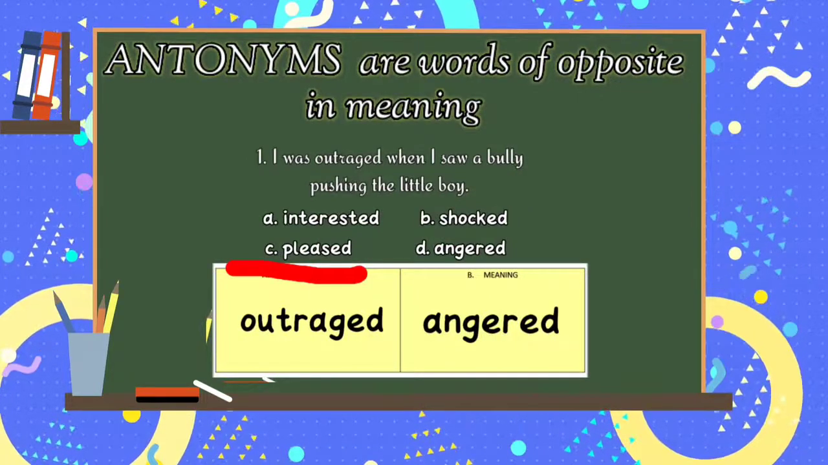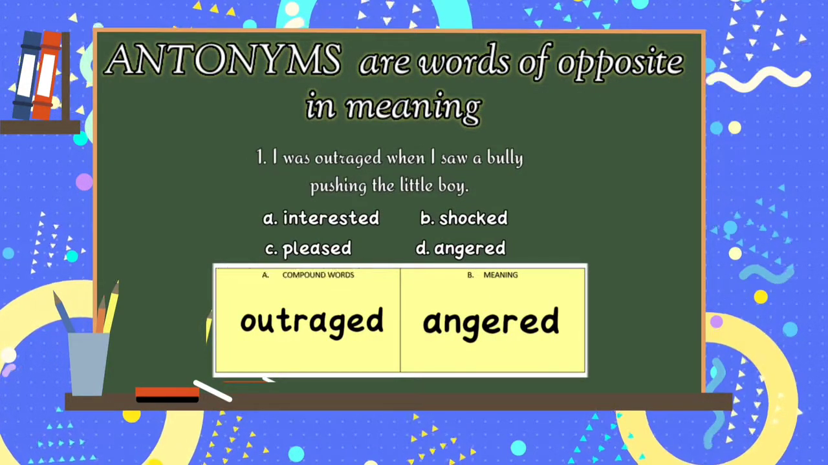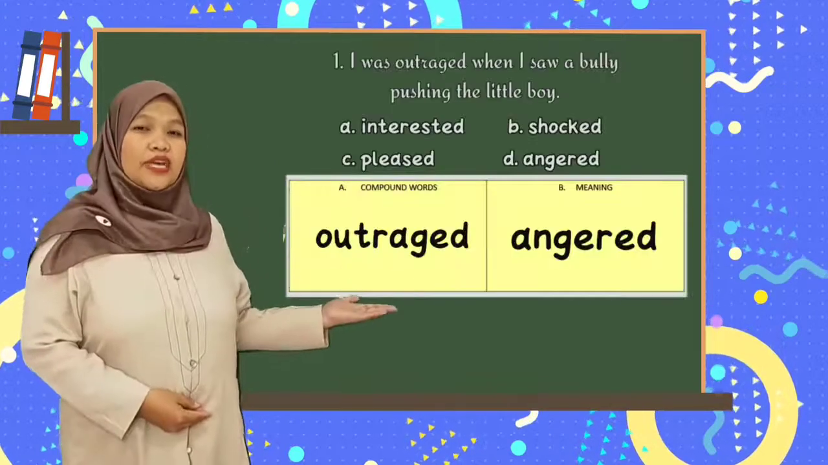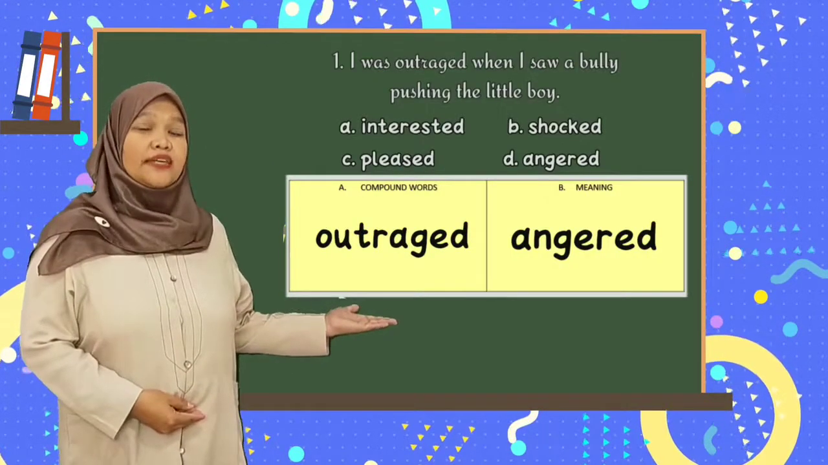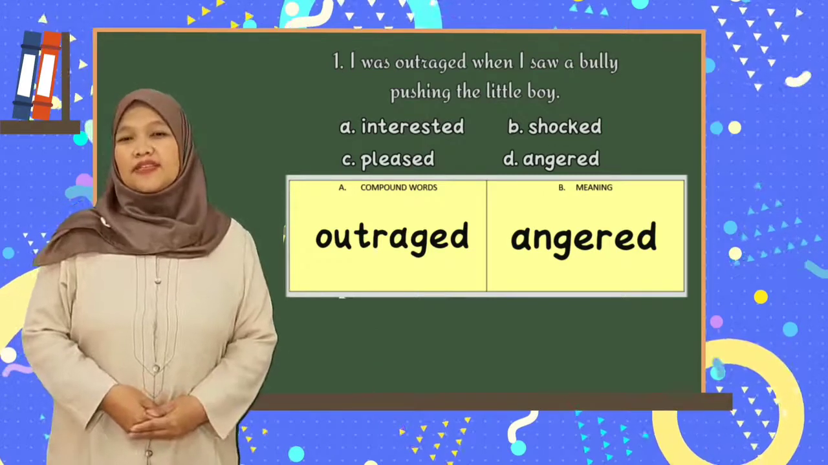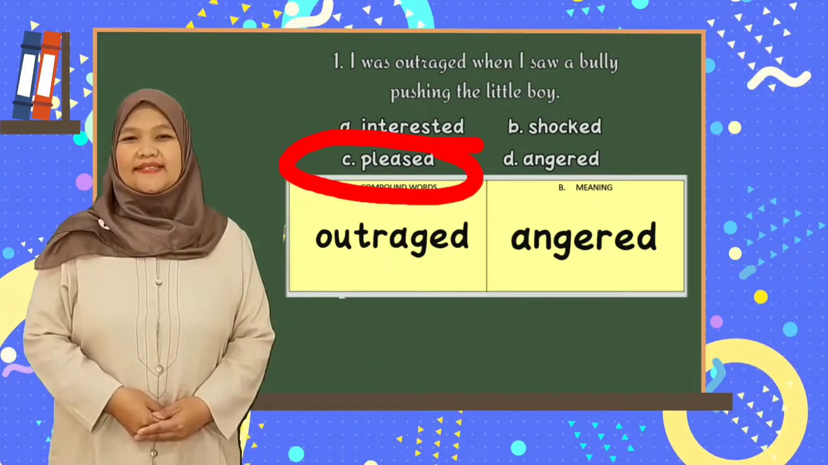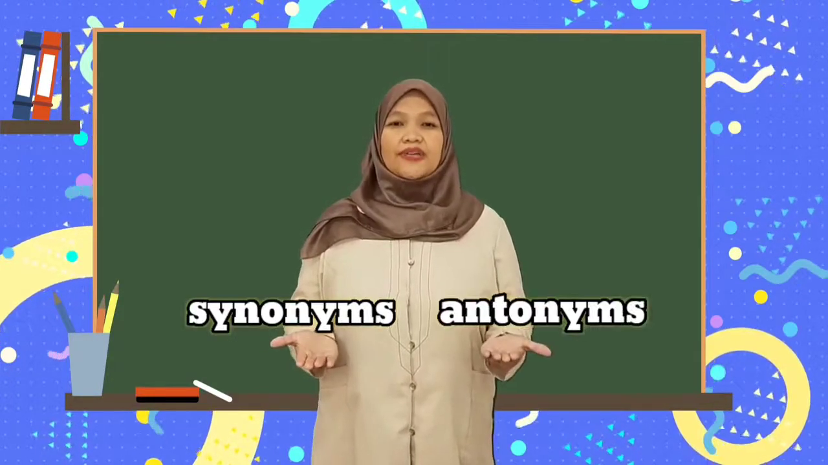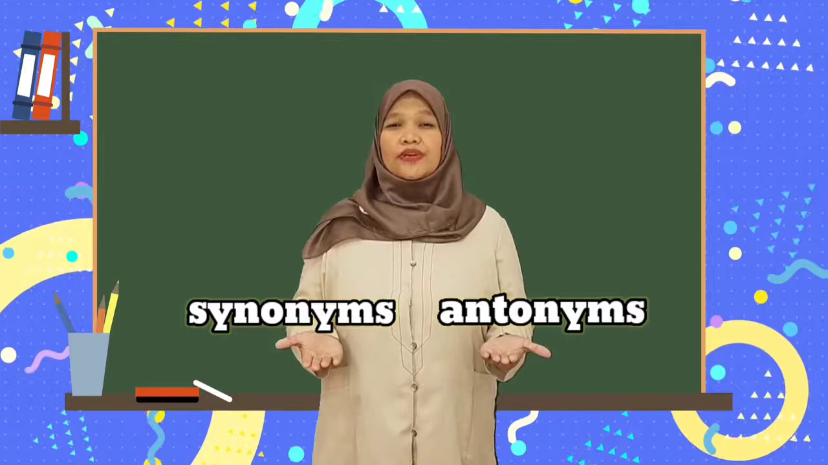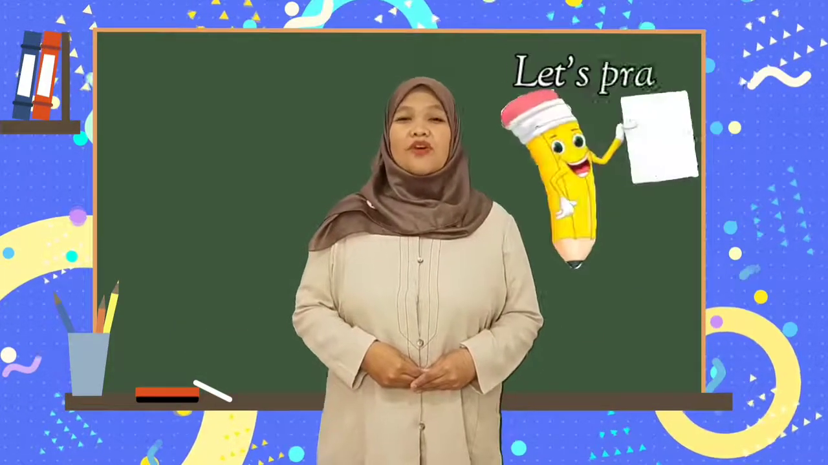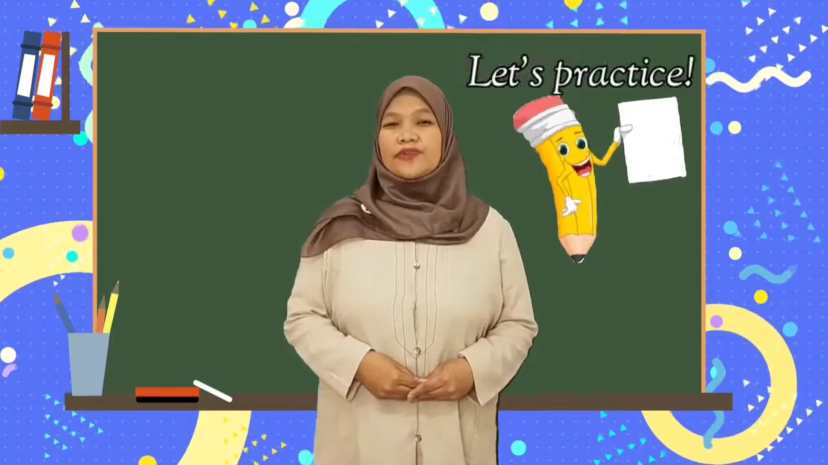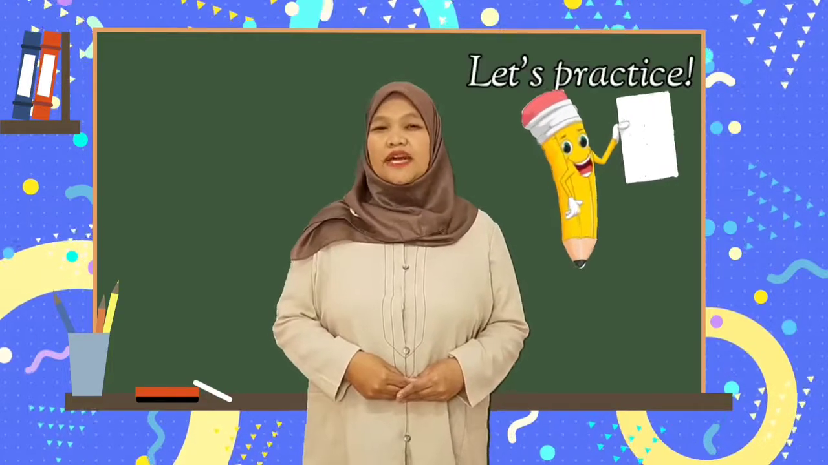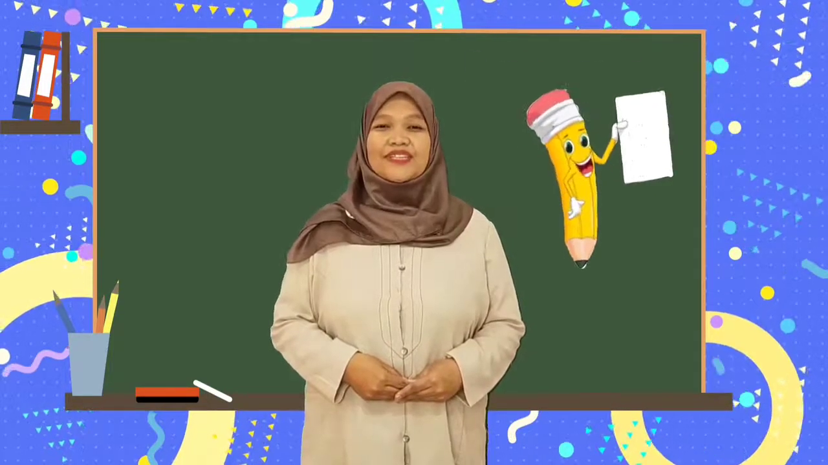Antonyms are words of opposite meaning. If the word outraged is synonymous to the word angered, then its antonym will be the word pleased. Synonyms and antonyms are used as context clues to infer the meaning of unfamiliar words in the given text. For us to practice how to infer the meaning of unfamiliar words using synonyms and antonyms, let us try again to answer activity number 3.